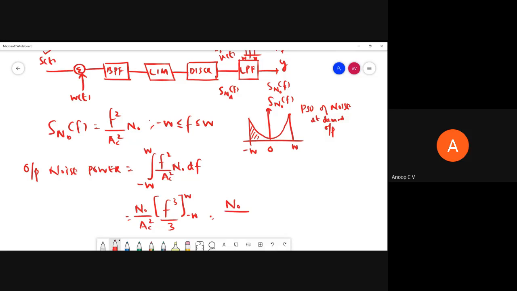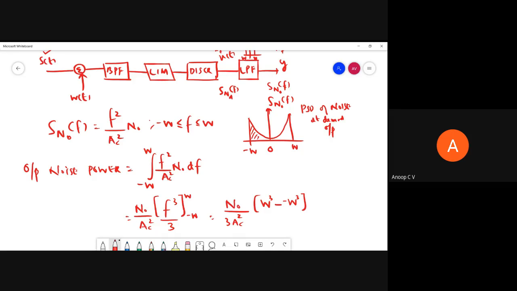N naught divided by 3 AC square, right? So if you apply the limit, what will it be? If you apply plus W, it will be W cube, minus of, what is minus W cube? It will be minus W cube only. So it will be minus of minus W cube, so this minus and minus will become plus, right?